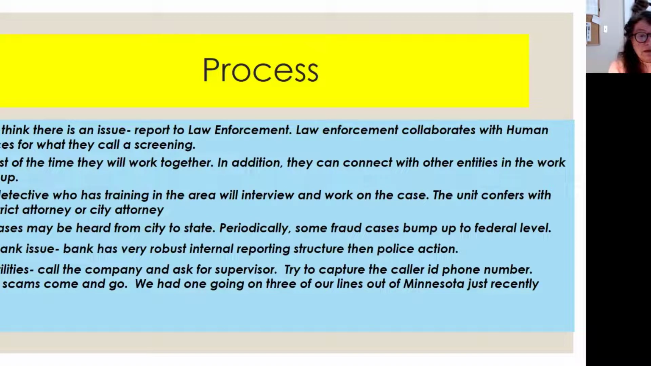So the process, to reiterate, is please report it to law enforcement. They will collaborate with human services. Now, for many, many years, when we thought something was wrong with a senior, we always called Adult Protective Services. They will take the call, but they will tell you in their voicemail, while you're waiting to get somebody to answer the phone, if you think there is this or that, please call your local law enforcement or 911. So they try to redirect it.